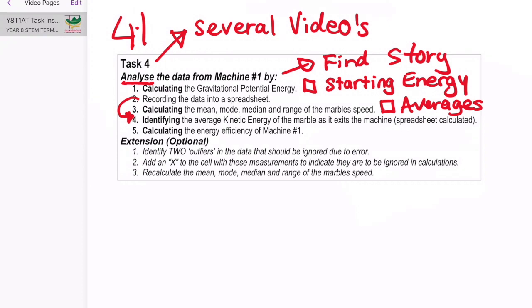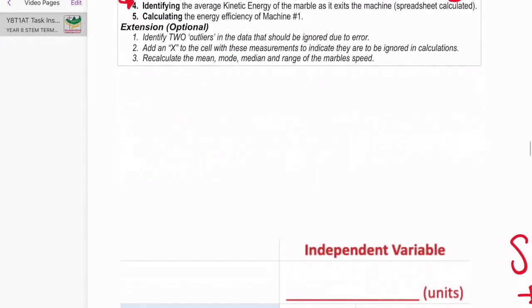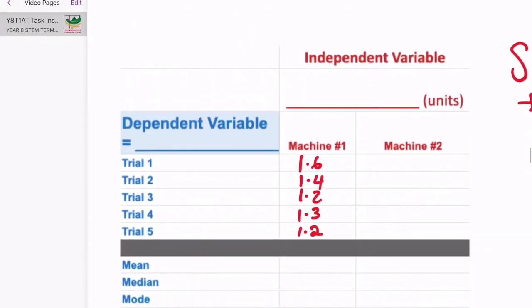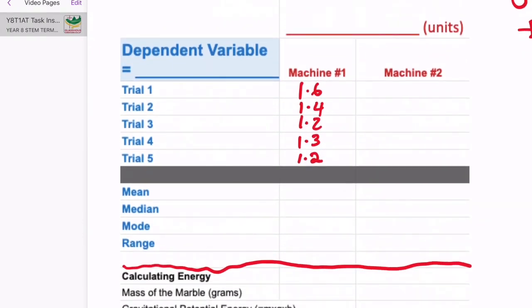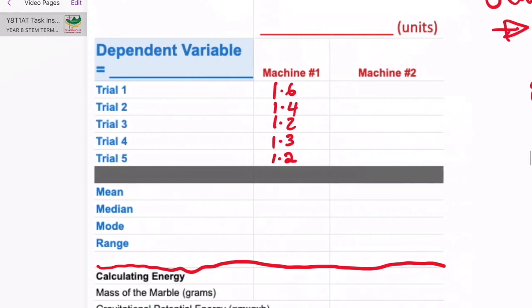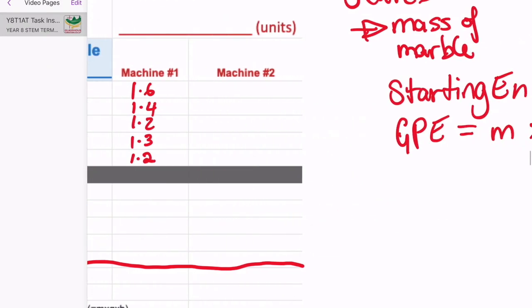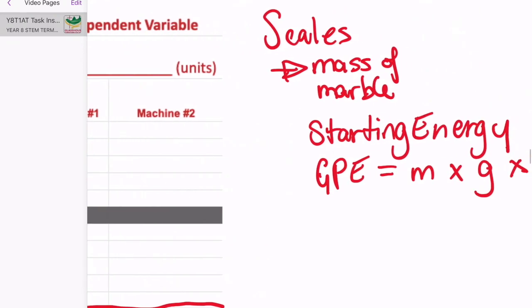So let's go down below. The very first thing we need to do is the gravitational potential energy. So you've already got your little piece of paper here. I think you have down to about the red line there. We're going to actually not worry about any of our data yet. We need to work out the starting energy. And for that, you need to find the mass of your marble and the height that you dropped it from. So let's go over to the side here. You can just do these calculations on the back of your piece of paper.